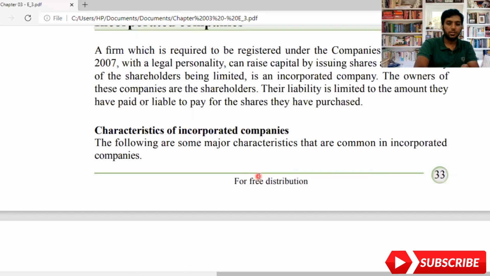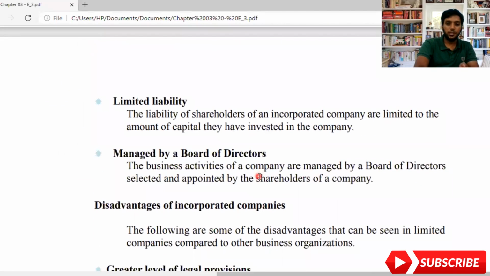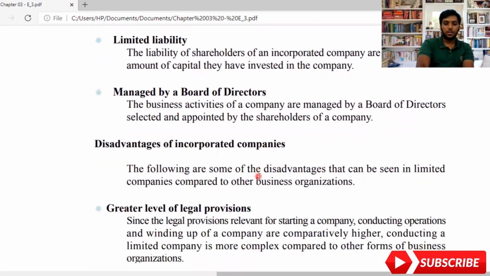Let's see what they have given here. Limited liability, as I said: if you have invested a certain amount, you will not get caught for more than the amount you have invested. So, for example, if you invested 100,000, the losses will be within 100,000. Managed by board of directors: you have a set of people. You might be the shareholder once you invest. You can appoint some educated people to look after your company. That's a good thing. What are the disadvantages?